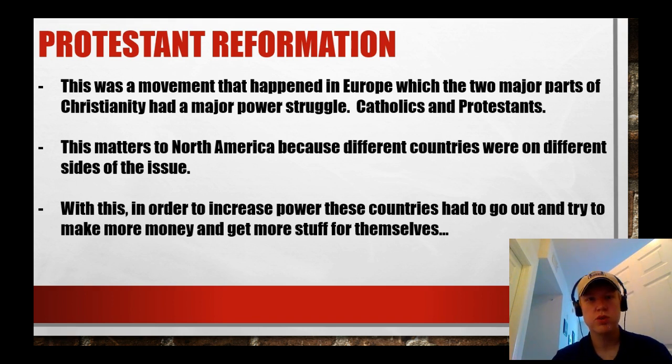With this, in order to increase power, these countries had to go out and try to make more money to get stuff for themselves. So in order to keep fighting this war, wars cost money. In order to fight wars, you need resources, you need swords, you need food, water, you need clothes. So in order to pay for that, they decided to send out these explorers to go see if they could find some stuff in the New World, see if they could find some money.